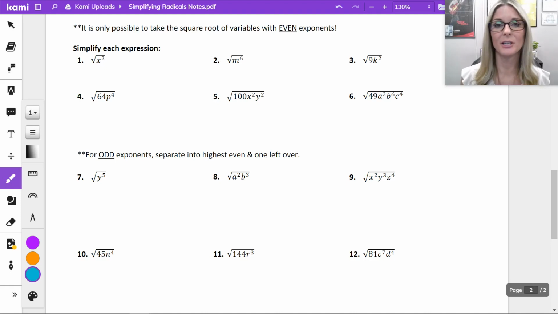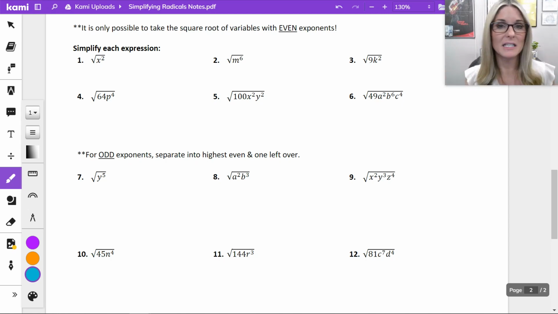In this next section, we're going to look at when my radical has a variable in the radicand. So at the top of our notes here, it says it's only possible to take the square root of variables with even exponents. Or I could also say variables with even exponents are perfect squares is probably a better way to say it. I can still work with it if it's odd, but only evens are going to be perfect squares, okay?